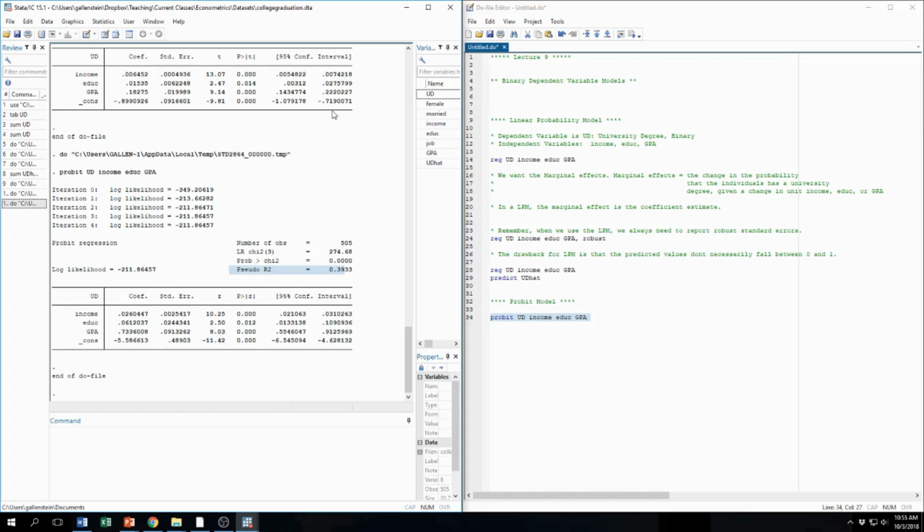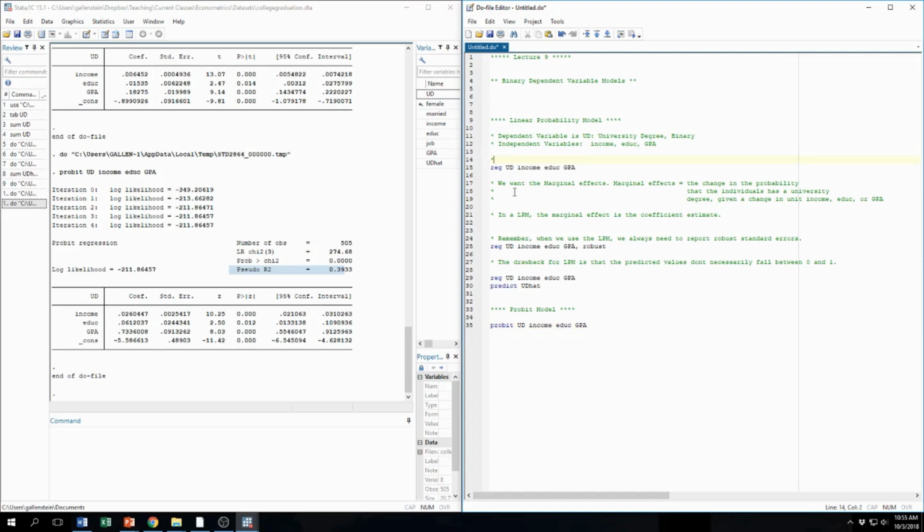Now, I might pause for a second and make another quick note in here. Reg is the command for ordinary least squares. And then I'm going to put here, probit uses the maximum likelihood estimation.